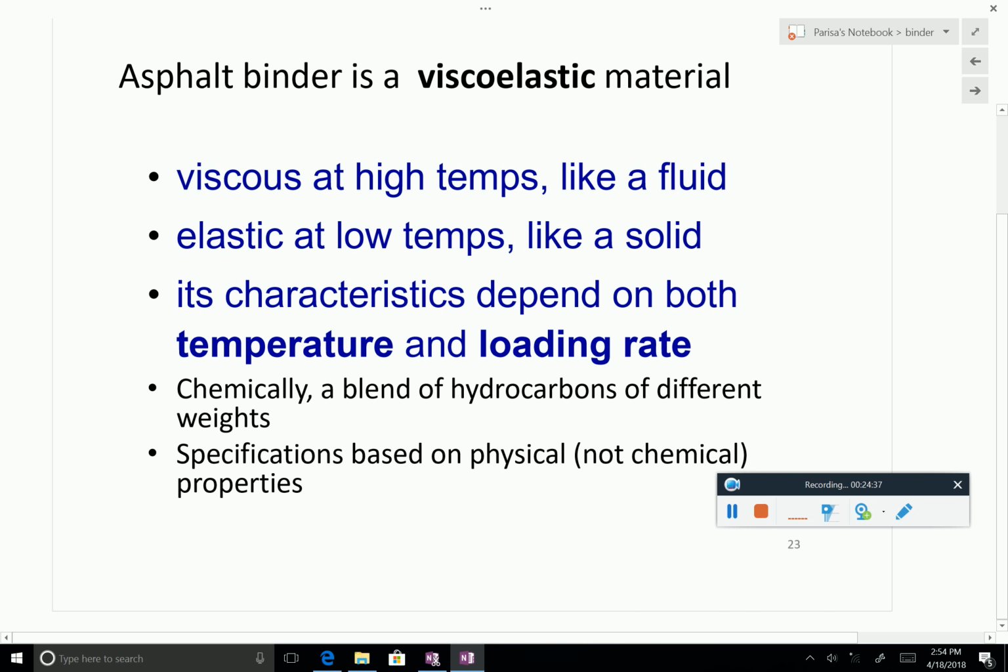So asphalt binder is a viscoelastic material. What does that mean? You've heard this term before. Viscoelastic means it's both viscous and elastic. So it's partially elastic, partially viscous. What was the main difference between a viscous material and an elastic material? Yes.